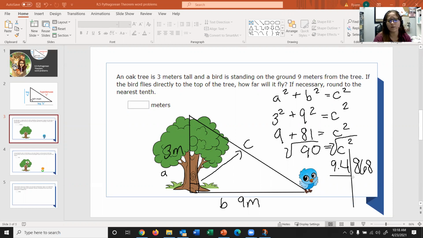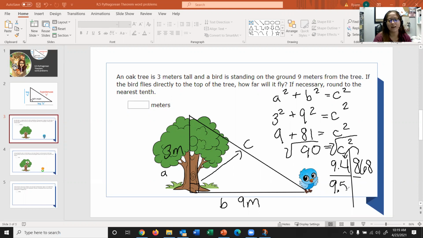But we want to look at this number in the hundredths place to tell us what we are going to do with that 4. Are we going to leave it alone, or are we going to raise it to 5? If it's 5 or more, you're going to raise that number up. If it's 4 or less, we're going to let it rest. Since this 8 is 5 or more, we're going to round this 4 up to 5. We're going to say this final answer is going to be 9.5.